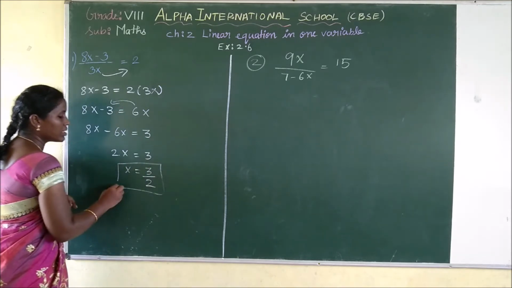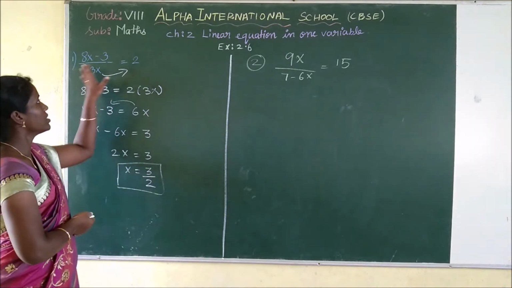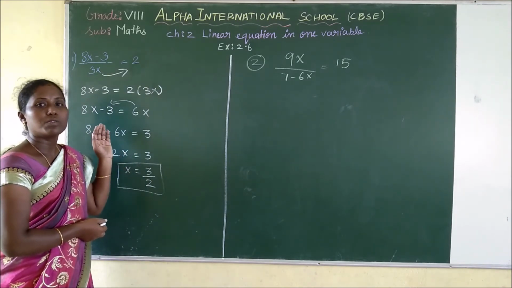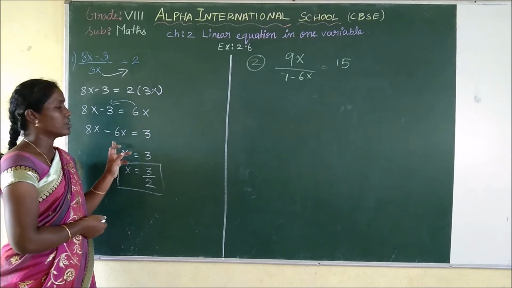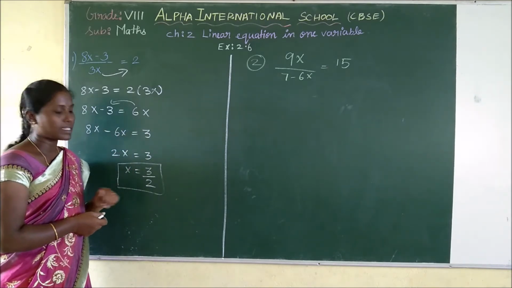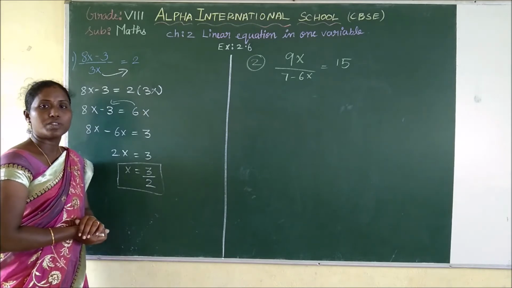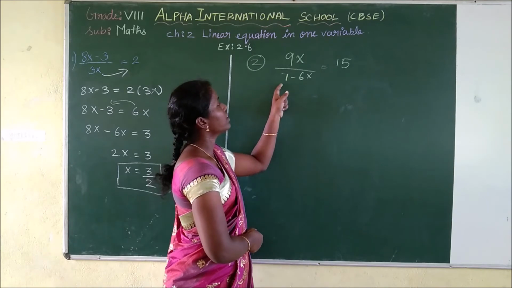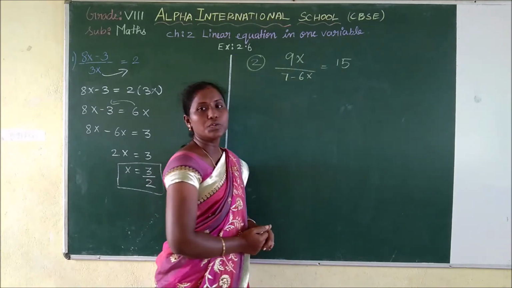Okay, so nothing new in this exercise. The question is given in some format, maybe division or multiplication. We have to reduce it to a linear equation. And if you solve in the way we solved in the previous exercise, we can get the value of the variable. The next question, 9x by 7 minus 6x is equal to 15.